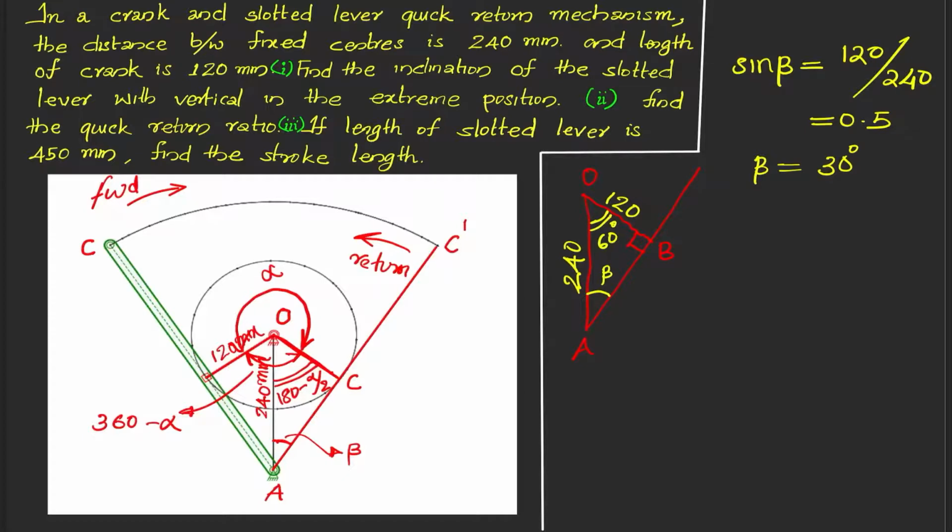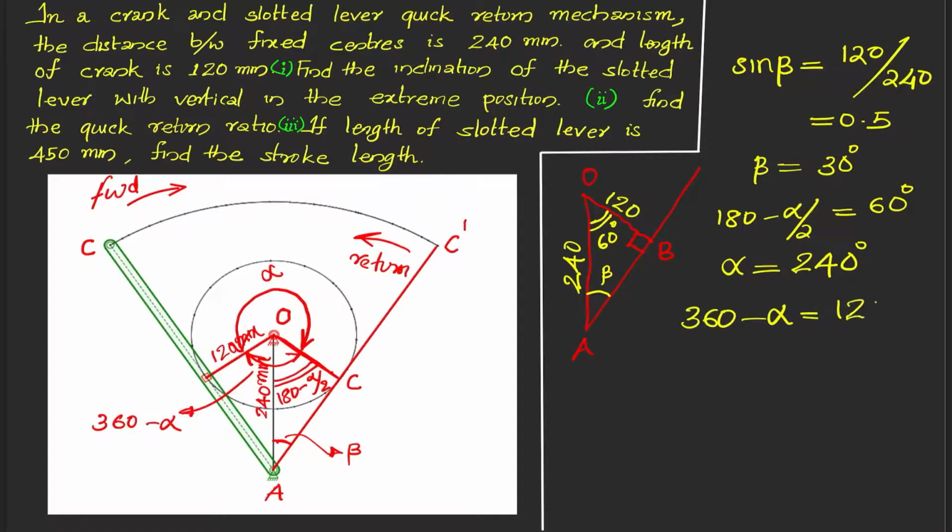So if you are observing in this one, I have represented this 60 degree as (180 minus alpha) by 2. So I can have (180 minus alpha) by 2 is equal to 60 degree. Then if you are solving this, alpha will be equal to 240 degree. So what was our actually alpha? Alpha is the angle turned by this crank during the forward stroke. And what is the angle turned by crank during return stroke? That is this much angle only. So this is 360 minus alpha. So if alpha is the angle turned by the crank during forward stroke, then the angle turned by the crank during return stroke, 360 minus alpha, is only 120 degree.